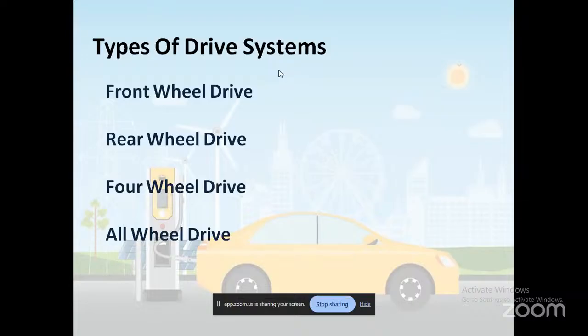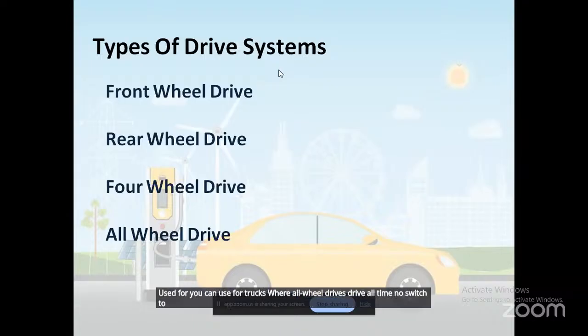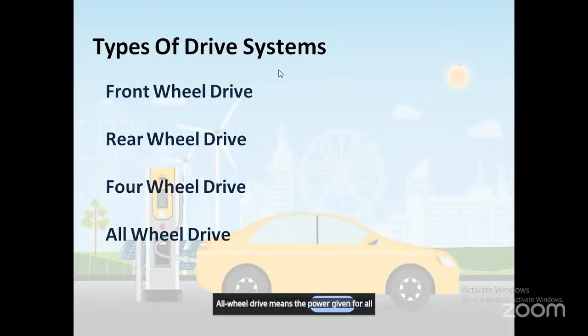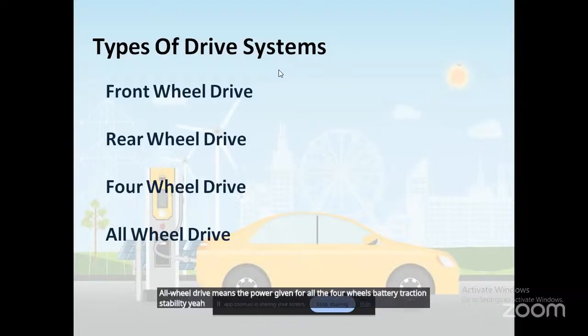Used for trucks. Yeah, you can use it for trucks. Where all-wheel drives drive all the time, no switch to control forward. Yeah, very good, Aditya. You are near to the answer. All-wheel drive means the power is given to all four wheels, with better traction and stability. Yeah, the point is that power is given to the four wheels and we have better traction and stability control. Easier in the case of 4WD also, no? Yeah, in that we don't have the option to switch. Yeah, that's one of the appropriate or near answers.